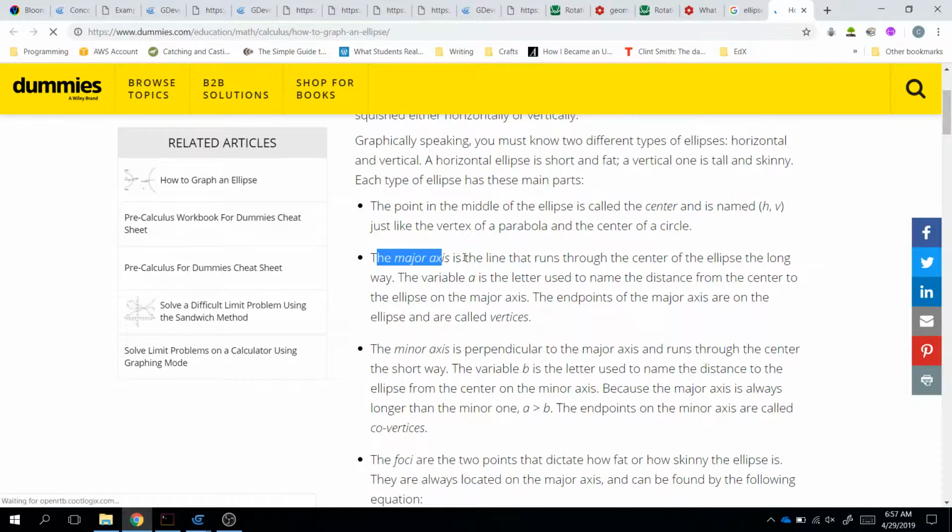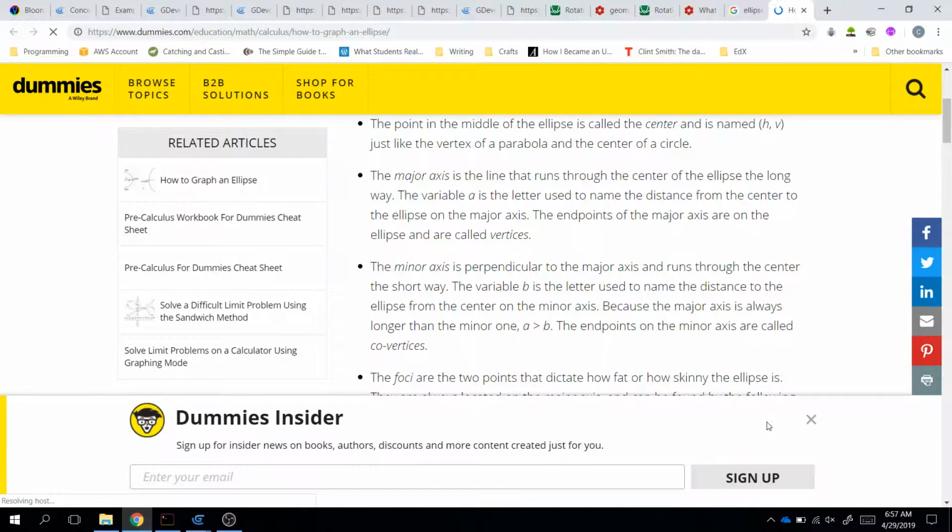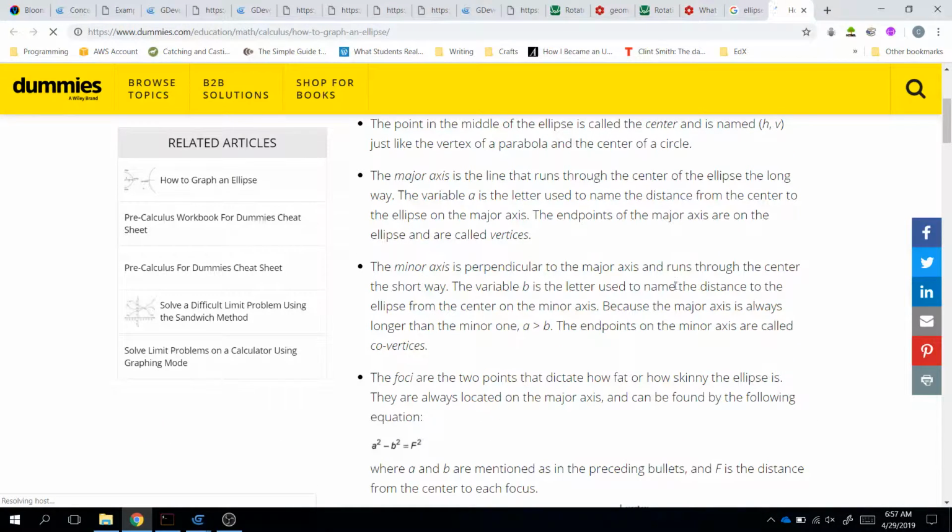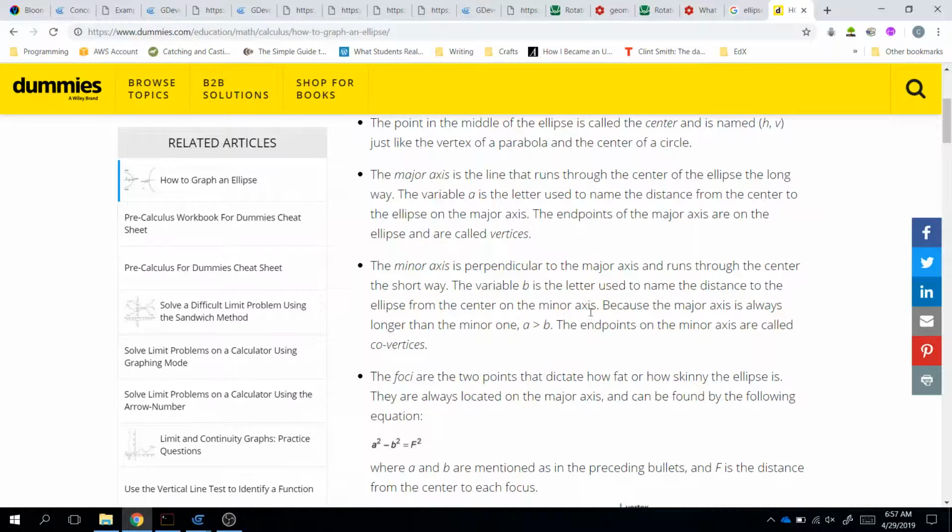Basically, the major axis is the line that runs through the center of the ellipse the long way. The variable a is the letter used to name the distance from the center to the ellipse on the major axis. The minor axis is perpendicular to the major axis and runs through the center the short way. The variable b is the letter used to name the distance to the ellipse from the center on the minor axis. Because the major axis is always longer than the minor one, a is greater than b, and so forth.